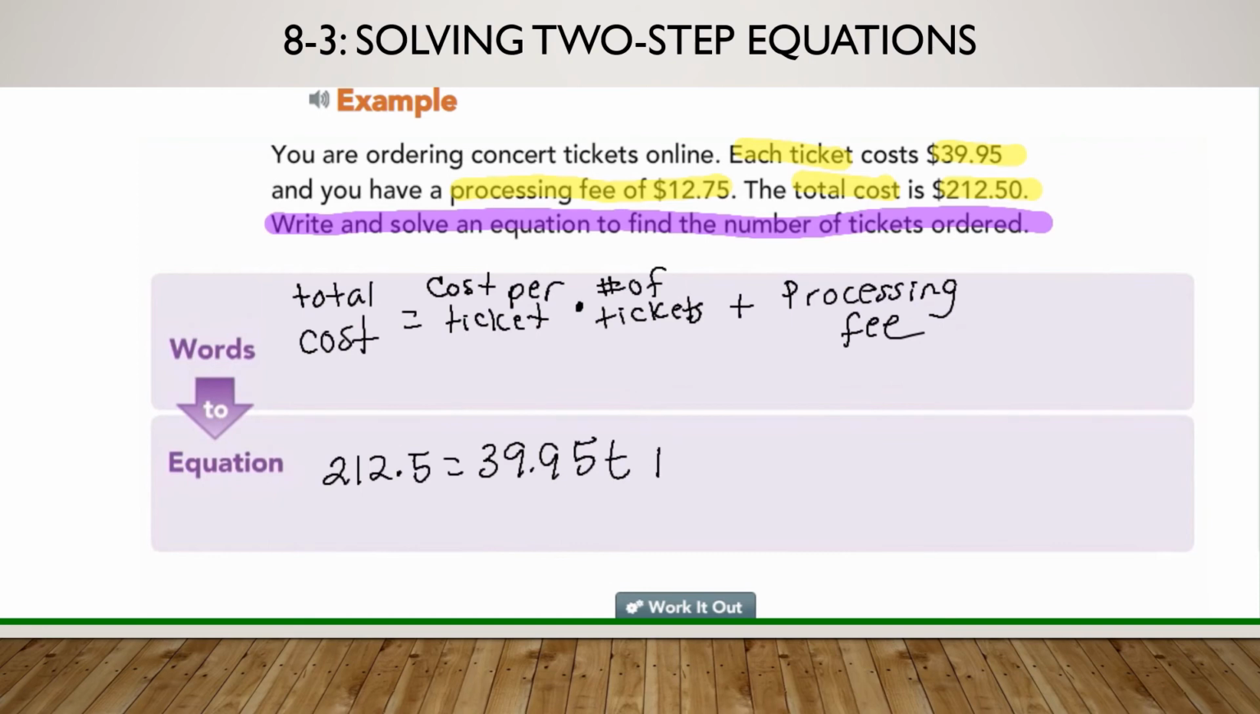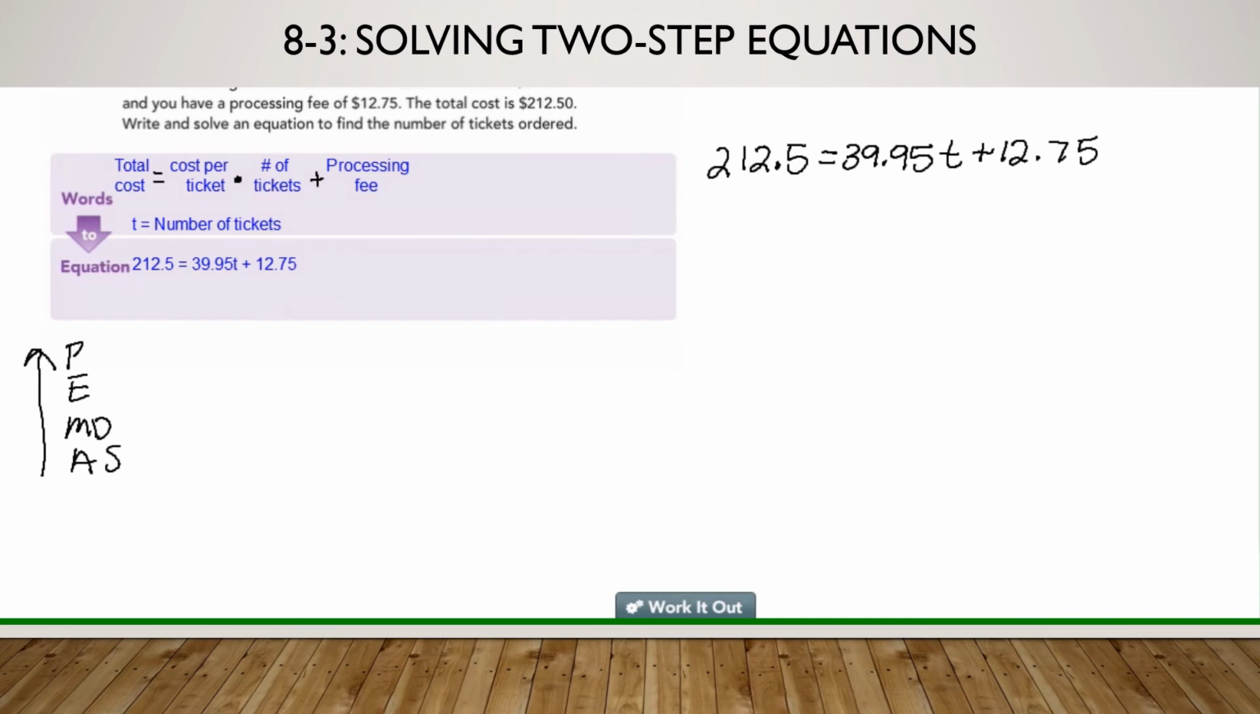And then we have to add the processing fee, and the processing fee is $12.75. Now, when you're building equations, you always have to identify your variable. T represents the number of tickets. In order to solve this equation, we first need to use the reverse order of operation. We need to first start by undoing addition or subtraction. So what's connected to the variable t through addition or subtraction?